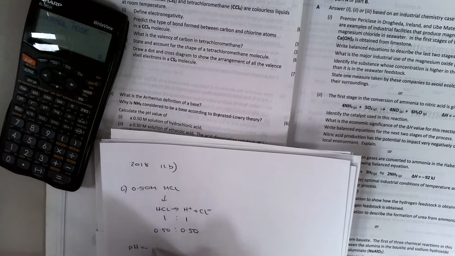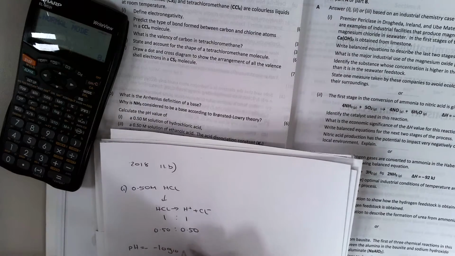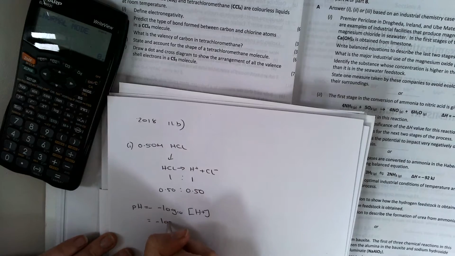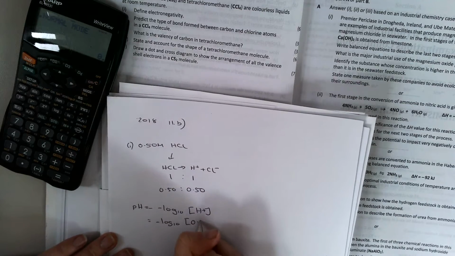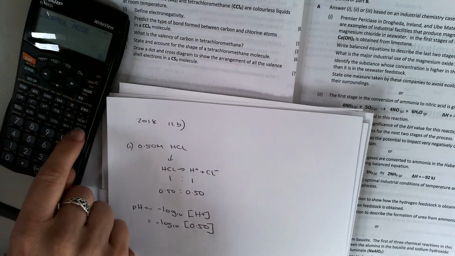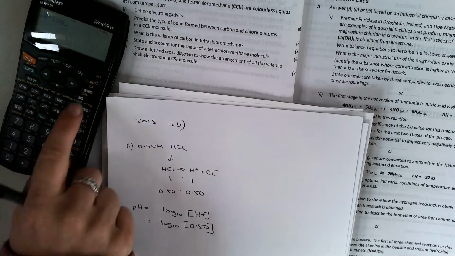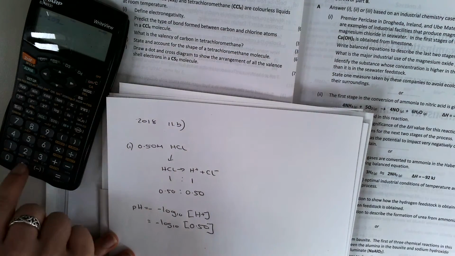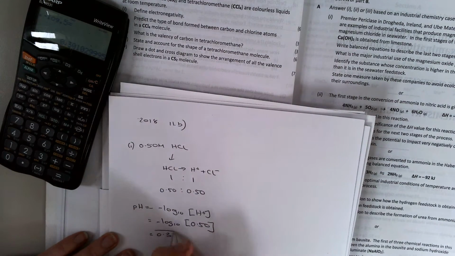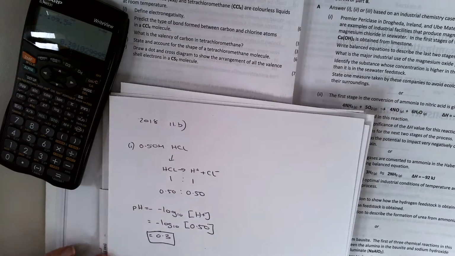So then pH is minus log to the base 10 of my H plus ion concentration. That's equal to minus log to the base 10 of 0.50, and that's going to give me an answer of 0.3. Okay, so that's my answer to part I.